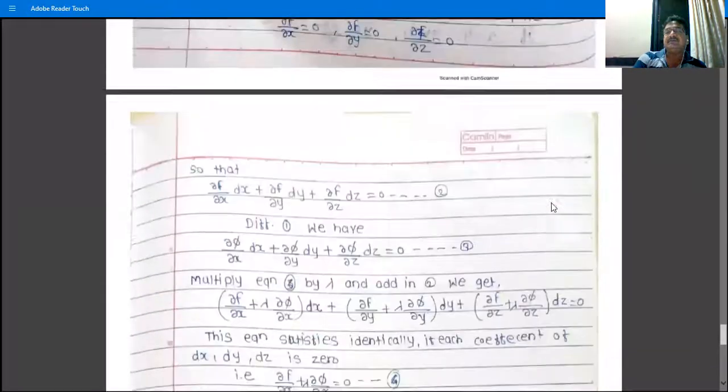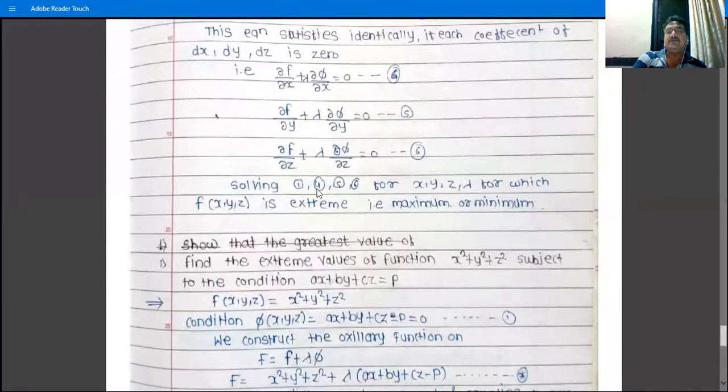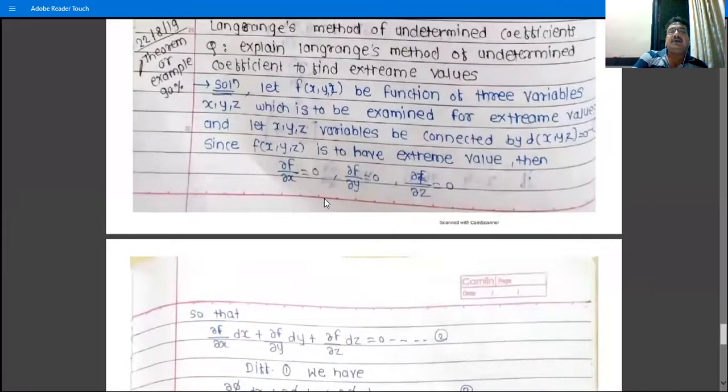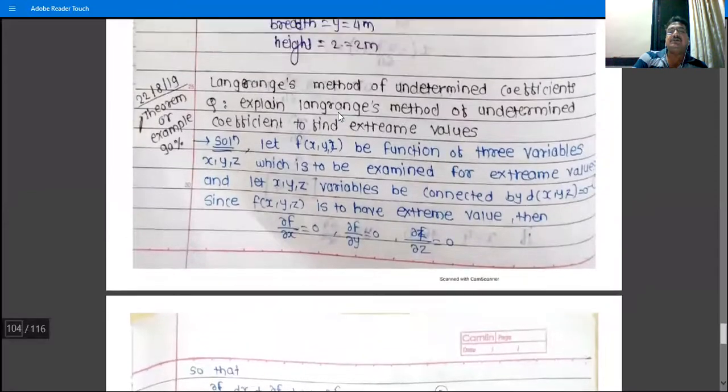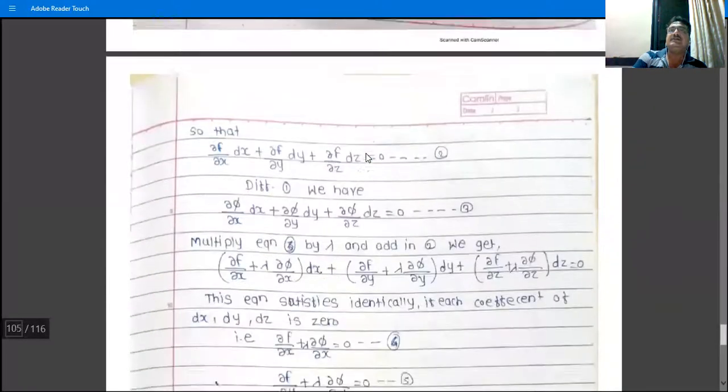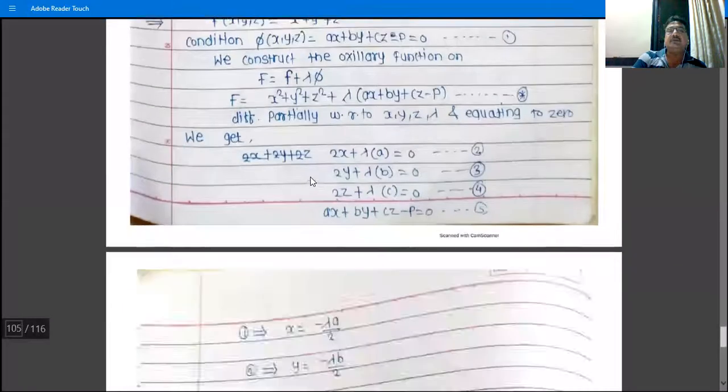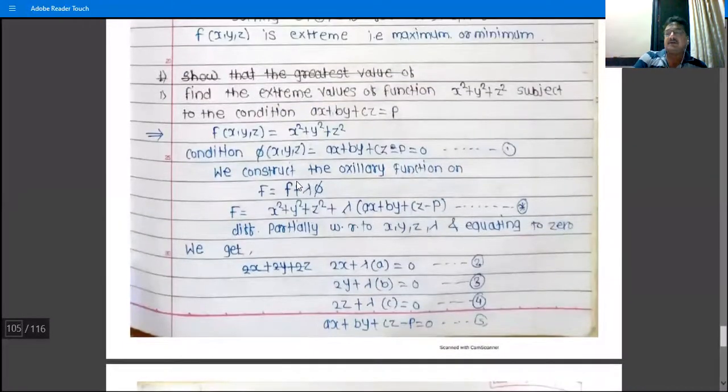So solving equation number 1, that is the given condition, and equation number 4, 5, 6 for x, y, z and lambda, we have the values of x, y, z and lambda for which this function is extreme, that is maximum or minimum. So this is the procedure of finding extreme values of 3 variable functions, and this procedure is called Lagrange's method of undetermined coefficients.